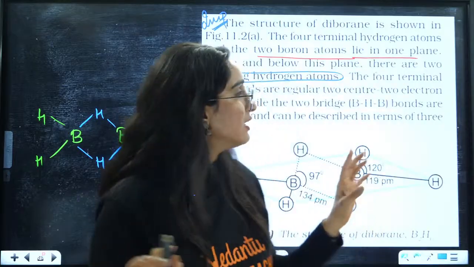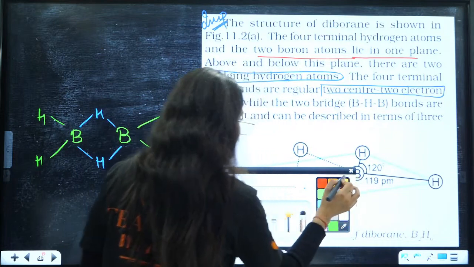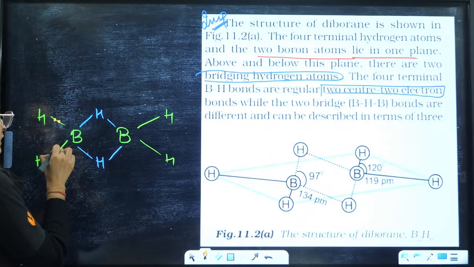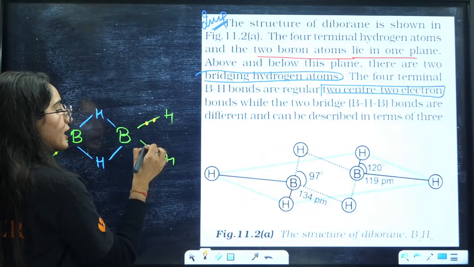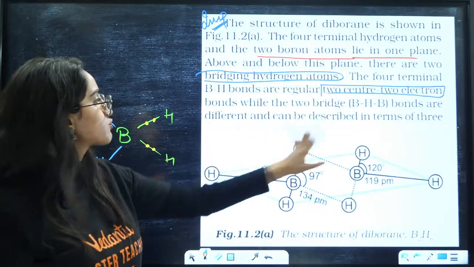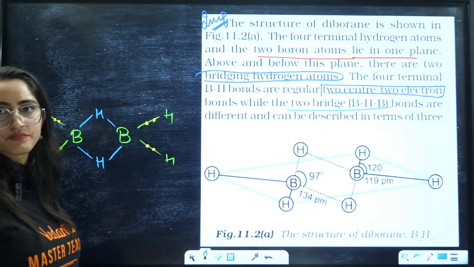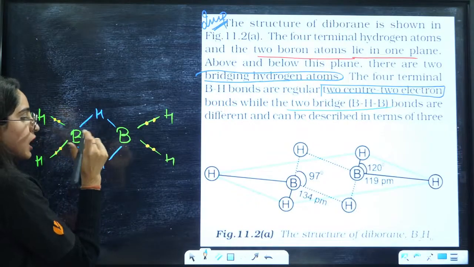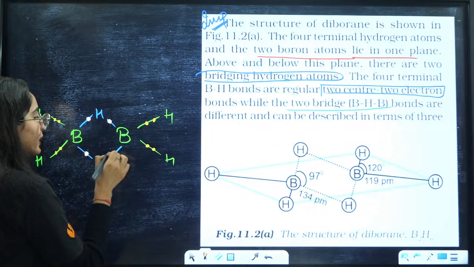Very important: what is a 2-centered 2-electron bond? As you can see here, you will have 2 electrons and 2 atoms. Here also you will have 2 electrons, 2 atoms, 2 electrons, 2 atoms. So the terminal ones will be normal 2-centered 2-electron bonds, but the 2 bridging bonds, that is BHB, will have 3 centers: boron, hydrogen, then boron. But the electrons will be 2 only.